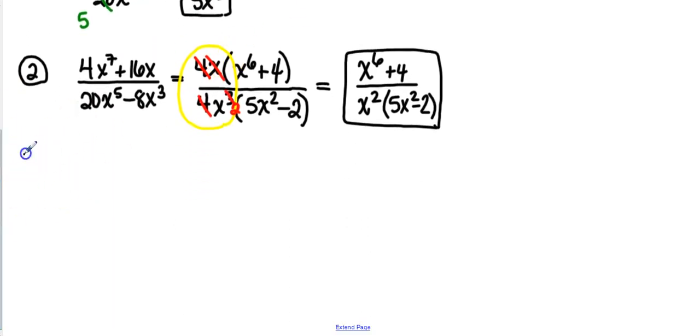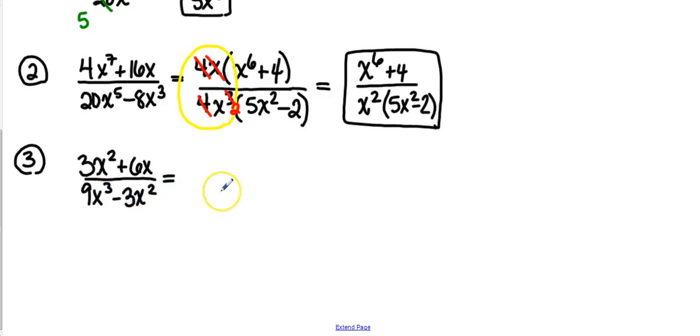Number 3. 3x squared plus 6x, all divided by 9x cubed minus 3x squared. Please press pause and try this one on your own, using number 2 as an example. Please press pause now and try number 3.